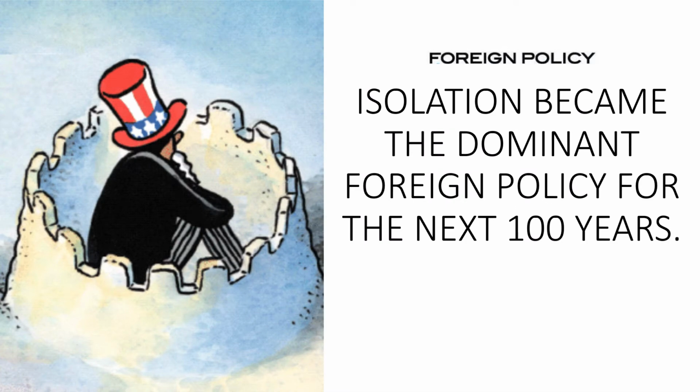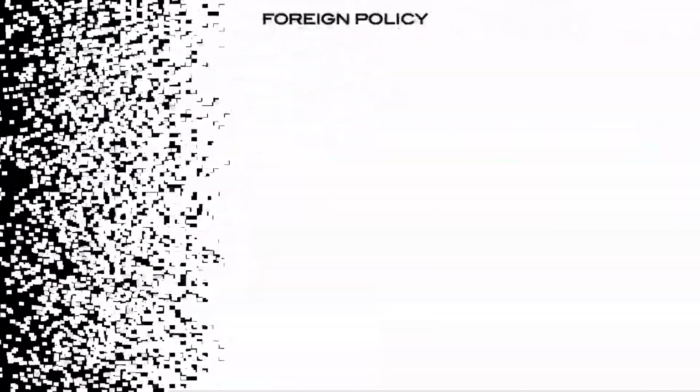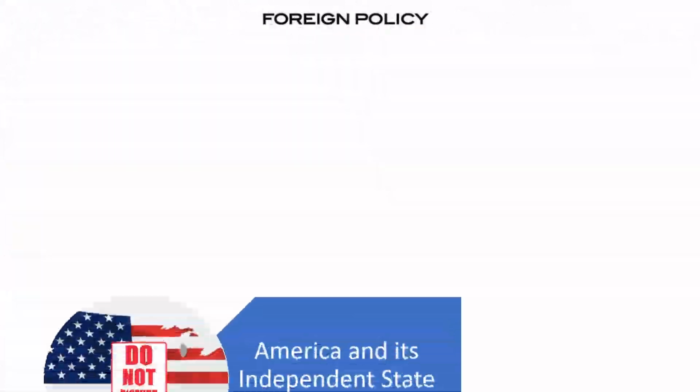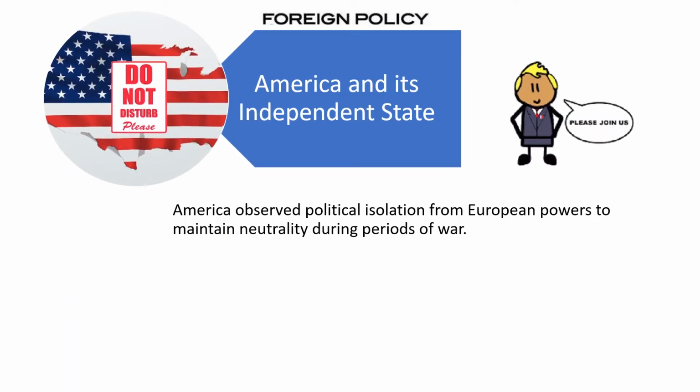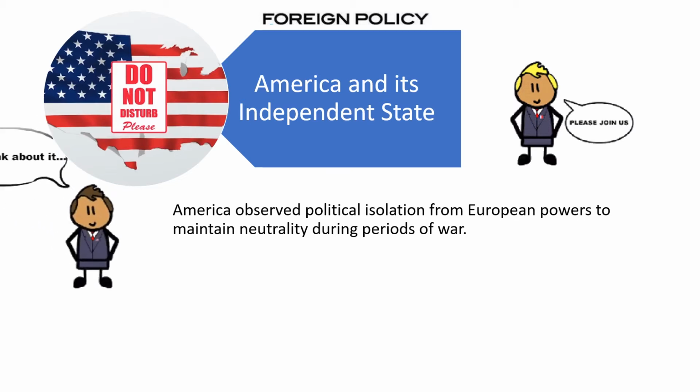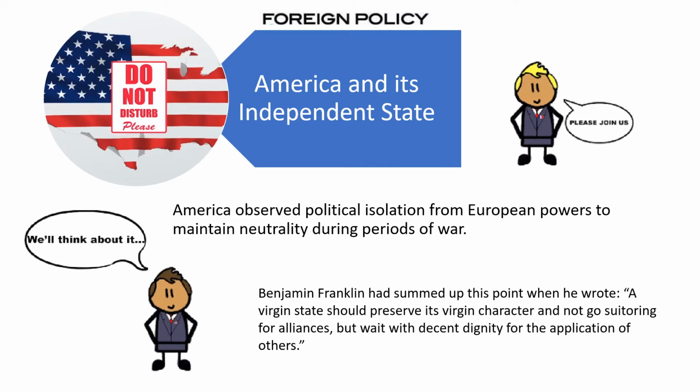Isolation became the dominant foreign policy for the next 100 years. America observed political isolation from European powers to maintain neutrality during periods of war. Benjamin Franklin had summed up this point when he wrote, "A virgin state should preserve its virgin character and not go suing for alliances, but wait with decent dignity for the application of others."